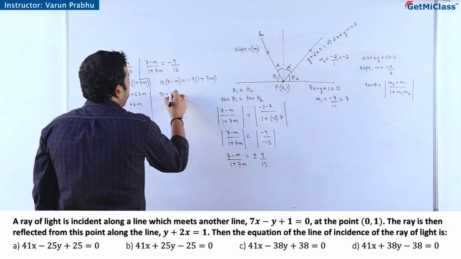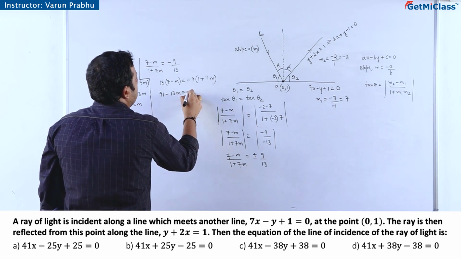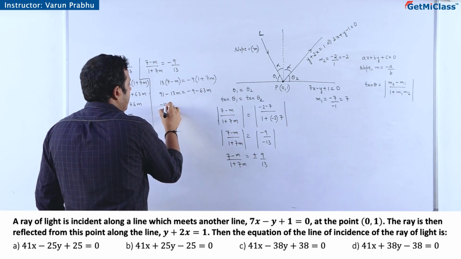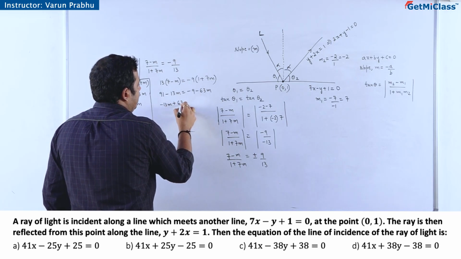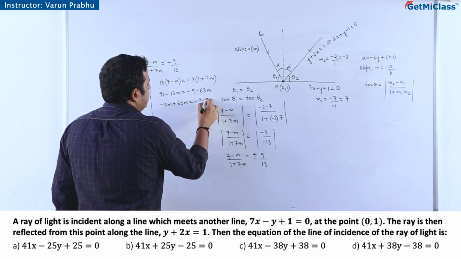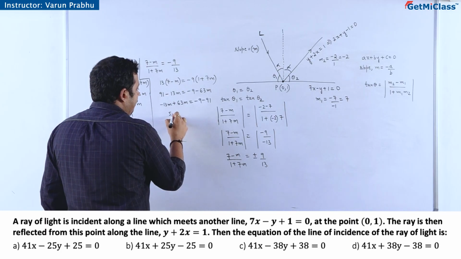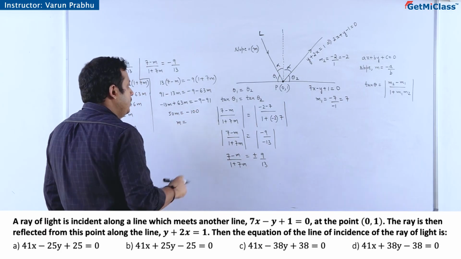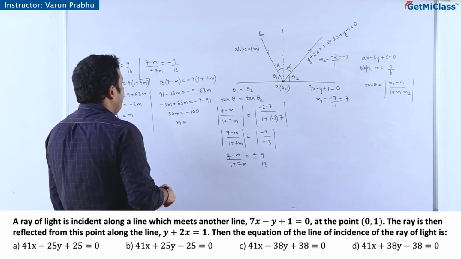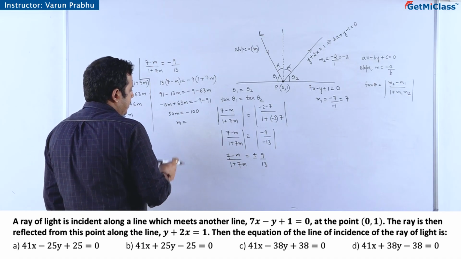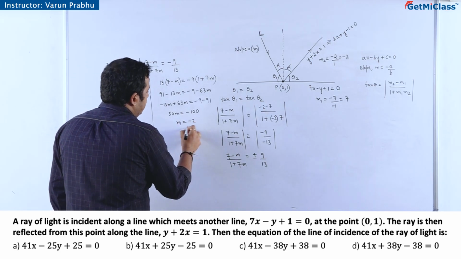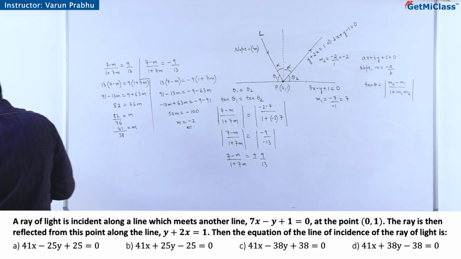Now for the other case, 13 sevens are 91 minus 13m is equal to minus 9 minus 63m. Minus 13m plus 63m is equal to minus 9 minus 91. So 50m is equal to minus 100. What is the value of m that we get? The value of m is equal to minus 2. Is it right? The value of m is equal to minus 2.